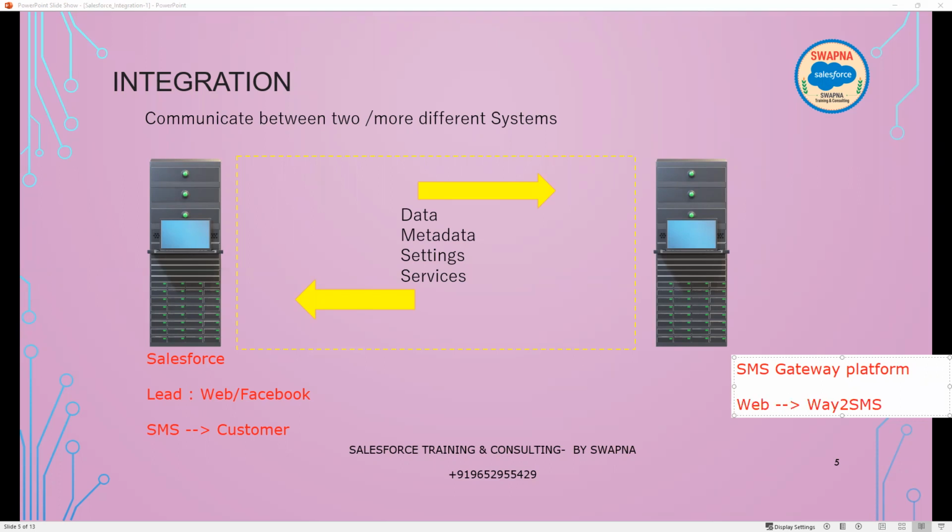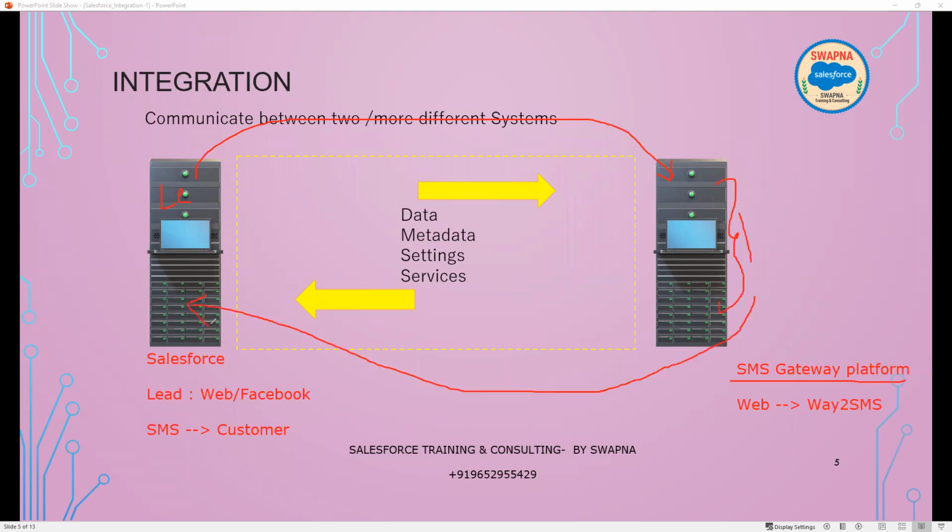So as soon as the lead is submitted, Salesforce has to talk to this SMS gateway platform. As soon as the lead is created, it has to hit the system called the SMS gateway platform, and send the details. As soon as the details are received by the SMS gateway platform, it does some calculation, some logic gets executed, and then it sends the response back to Salesforce. And in Salesforce, as soon as it gets the response, it will send an SMS to the person who created the lead.